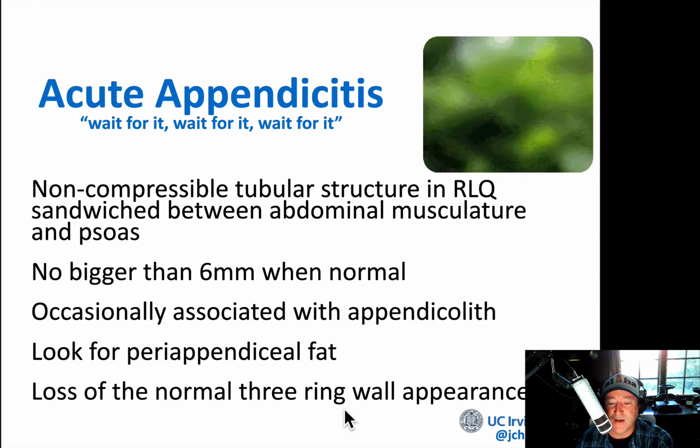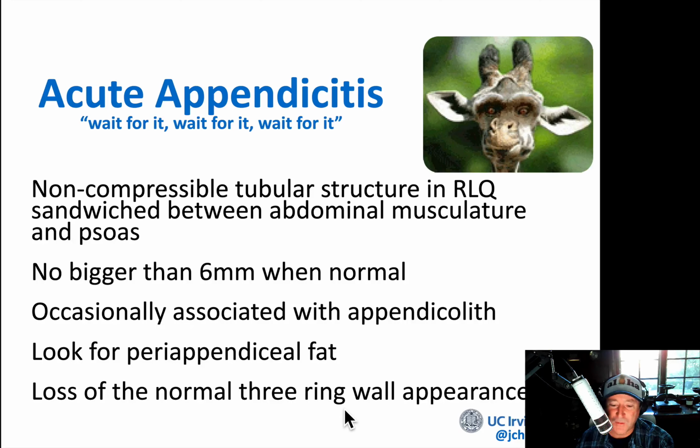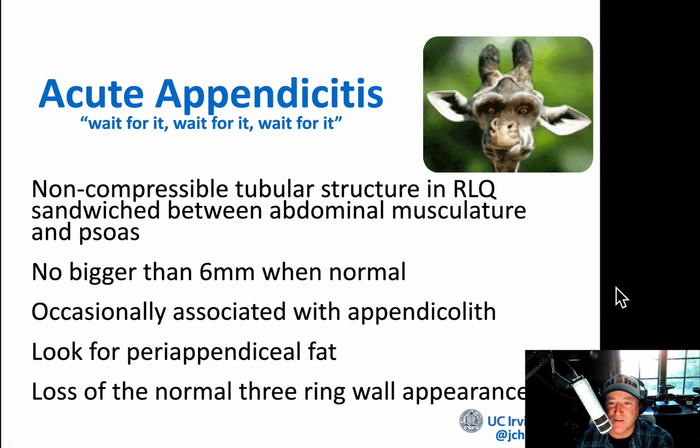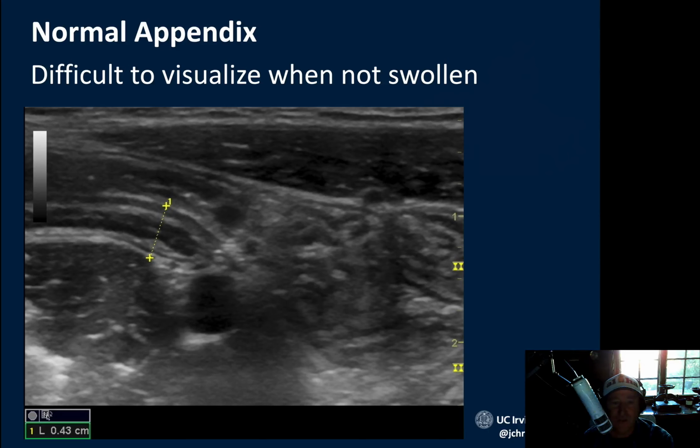So normally you have a hypoechoic outer wall, and then there's a hyperechoic layer, and then there's another hypoechoic layer. What you're seeing here is the loss of that three-ring appearance, and you're just seeing one ring, basically. That's another sign that this is a very dilated appendix. So I'll show you what I'm talking about.